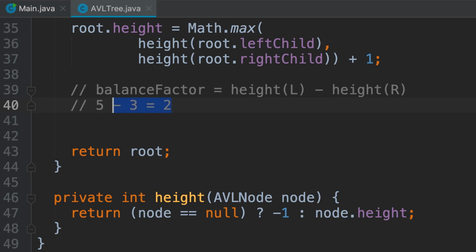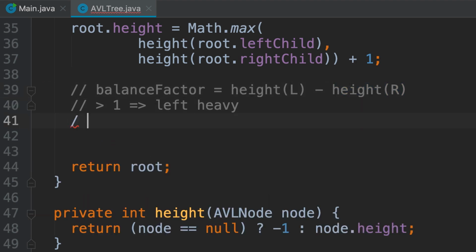So if balance factor is greater than 1, that means our tree is left heavy and we should perform a right rotation. On the other side, if the height of the left tree is smaller than the height of the right tree, our tree might be right heavy. For example, if the height of the left subtree is 3, but the height of the right subtree is 4, the difference is -1, we're still good. But if the height of the right subtree is 5, the balance factor is going to be -2, and that means our tree is right heavy. So if balance factor is less than -1, that means our tree is right heavy.